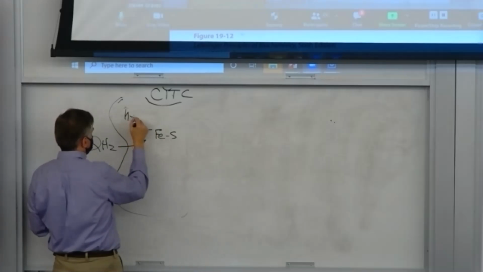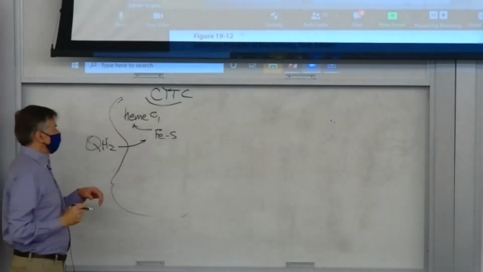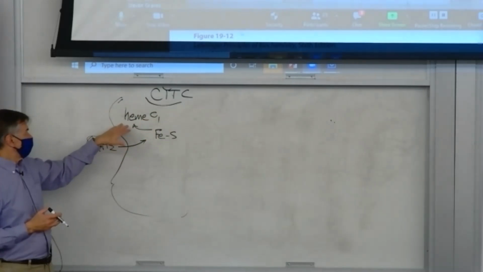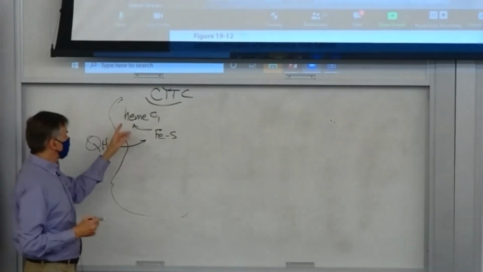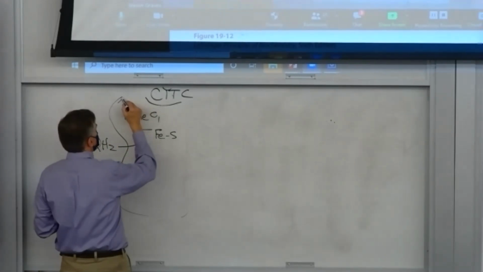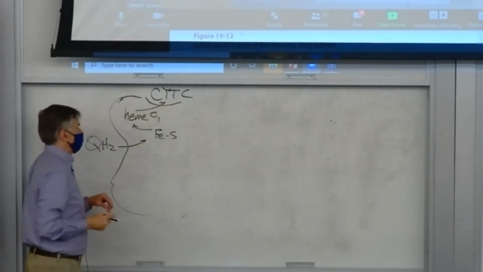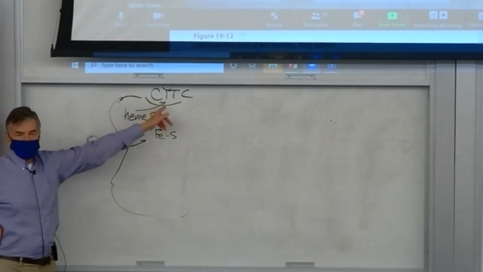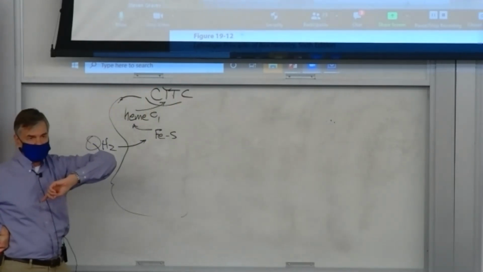So we're going to have heme C1. Okay? And this heme is embedded in a protein, I call the cytochrome protein, and it is part of the complex. This heme now will pass that electron onto cytochrome C. Once this is reduced, it will move on to complex 4.